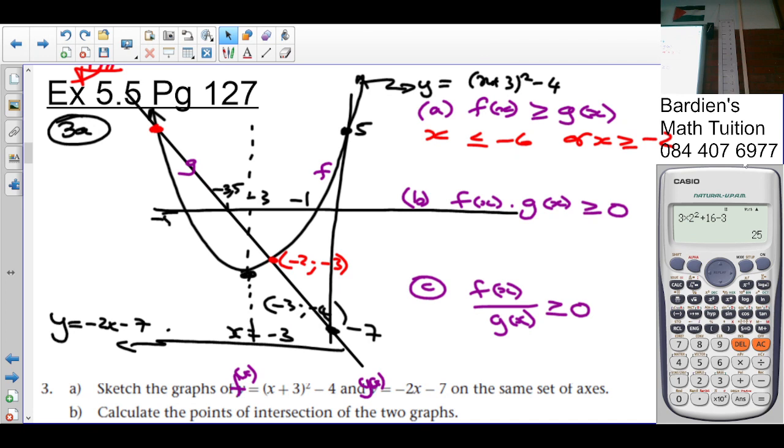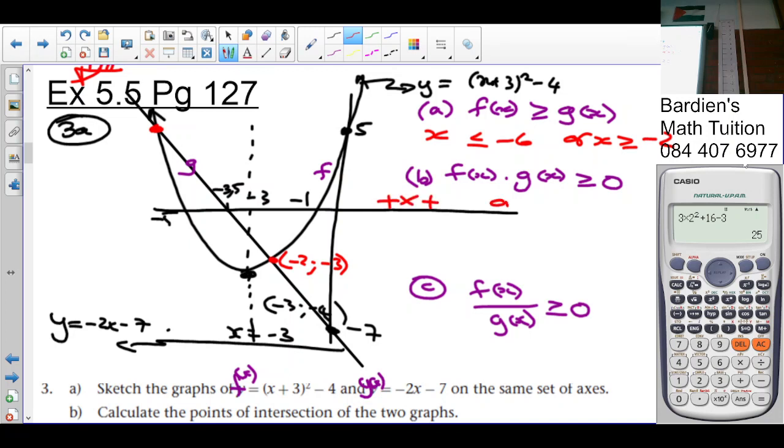Let's look at the next one. Where is f of x times g of x greater than or equal to 0? What does that mean? Greater than or equal to 0 means it's positive. Where is it positive when we're multiplying two numbers? Under what condition will it result in a positive? A negative times a negative, or a positive times a positive.